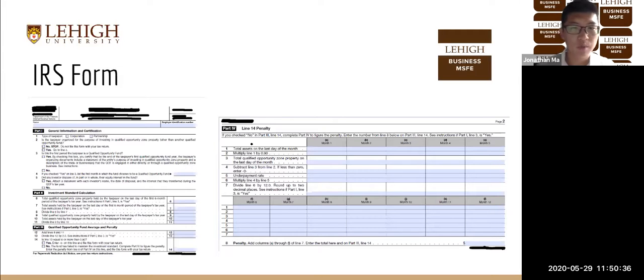So here we can see the first 2 pages of this form. We can see there are 4 parts, from the general information to the investment standard calculation and how to calculate penalties if we fail to meet the 90% investment standard. There's also an instruction on how to file this form, clarifying every terminology that appears in the form, and guidance on how to actually complete this form line by line. Next slide, please.